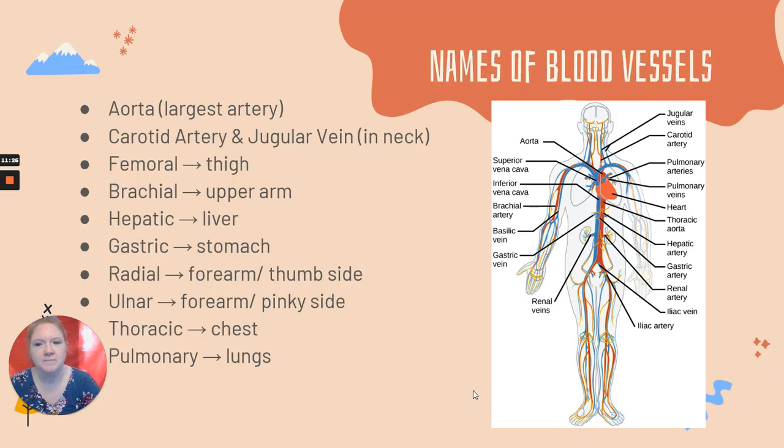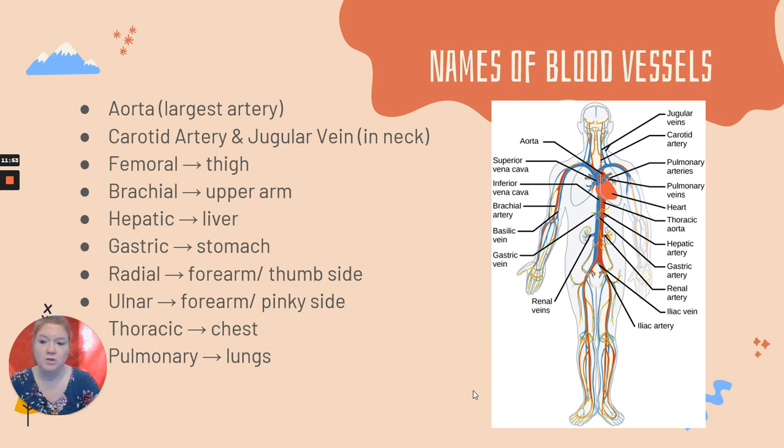And then we did the names of blood vessels, the aorta being the largest, artery about the size of a garden hose coming out of your heart, carotid artery and jugular vein in your neck, femoral in your thigh, brachial in your upper arm, hepatic to your liver, gastric to your stomach, radial thumb side, ulnar pinky side, thoracic in your chest, and pulmonary artery and vein going to your lungs.